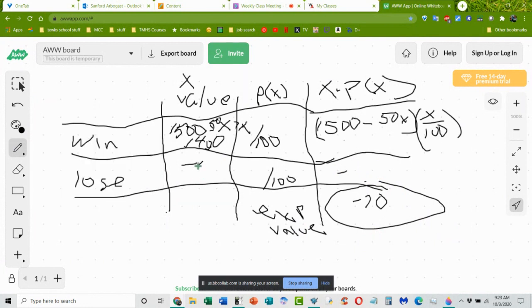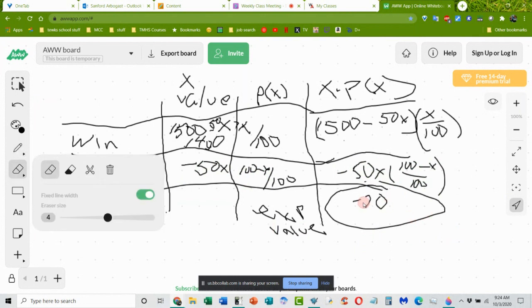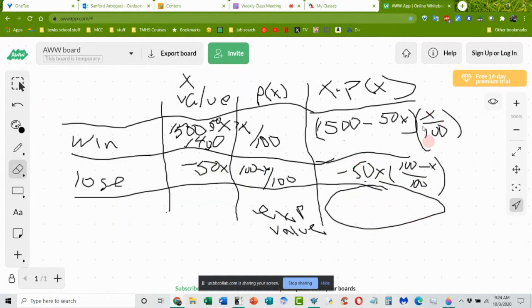And this here is also 50x. And this is 100 minus x. And so when I multiply these, I have negative 50x times 100 minus x over 100. And then this would be just these two things added together.